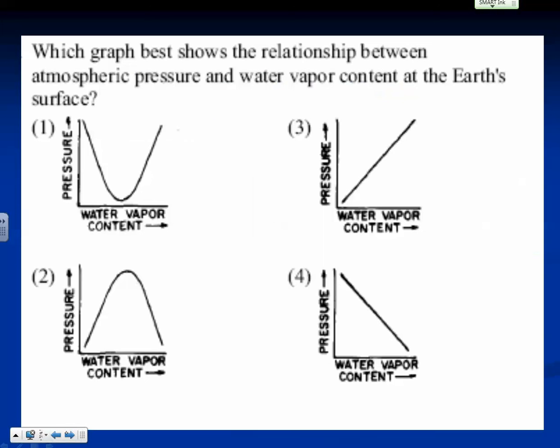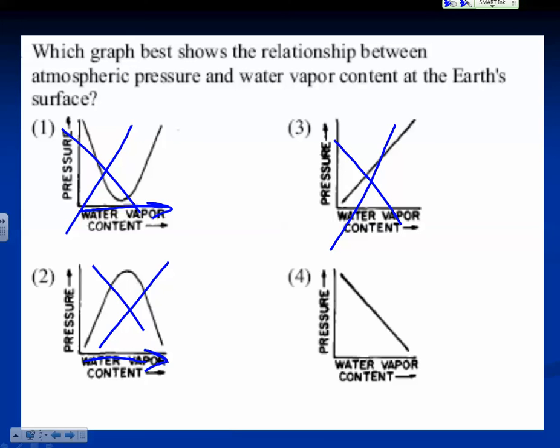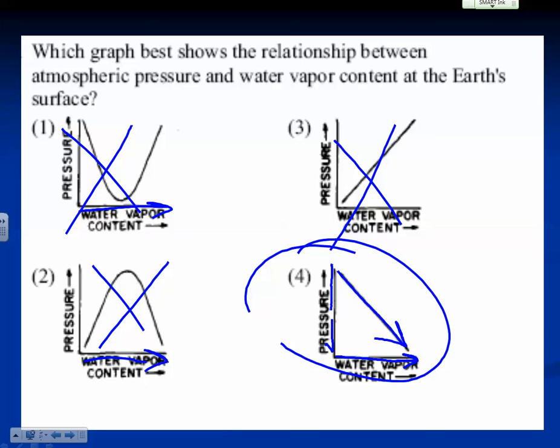Which graph best shows the relationship between the atmospheric pressure and the water vapor content at Earth's surface? So let's take a look at the x-axis. As water vapor increases, we know that the air should become lighter and lighter, and therefore it's not pushing down as much. The pressure should be lower. So this graph is not correct. Water vapor increases, it should be getting lower. Nope, nope. But here we see as water vapor goes up, the air pressure drops, and that is the correct choice. So it's an inverse relationship, and that is it.